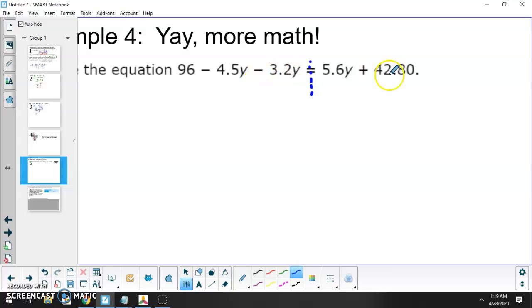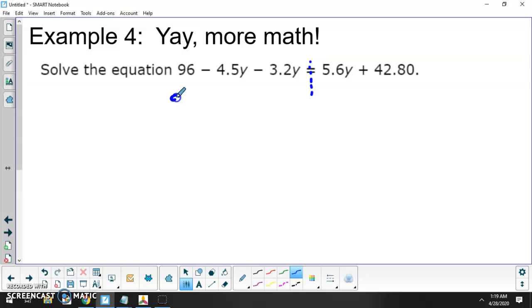On this particular side, don't add the 5.6y in here. So 96 is not the like term. Combine these two right here. Since they both have a minus sign in front of them, you are adding the numbers, keeping the sign. So that would become 7.7y, and this is equal to 5.6y plus 42.8. So that was our first step.